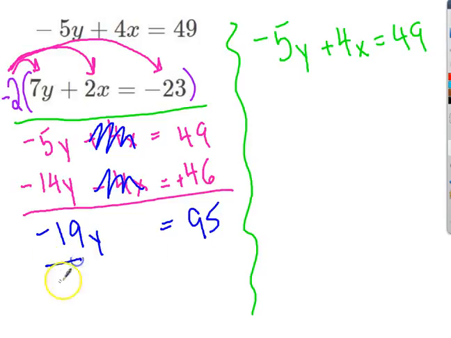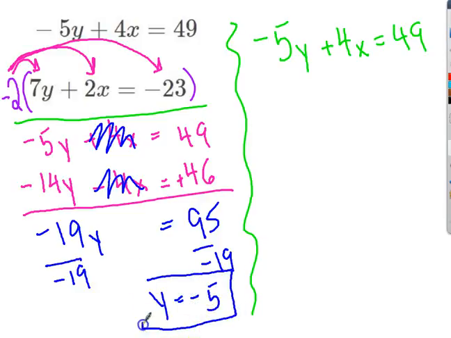95. So the solution after I solve for y is negative 5. Now I'm going to take that answer and plug it back into the original equation.